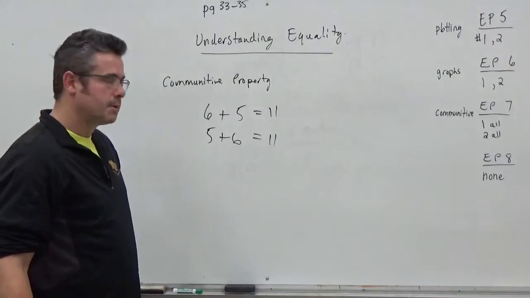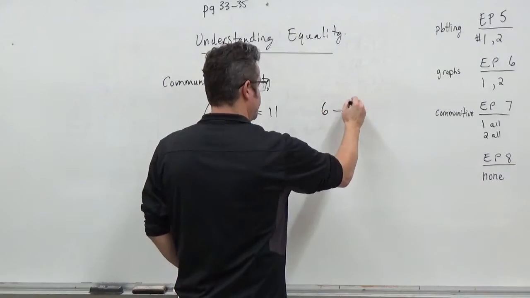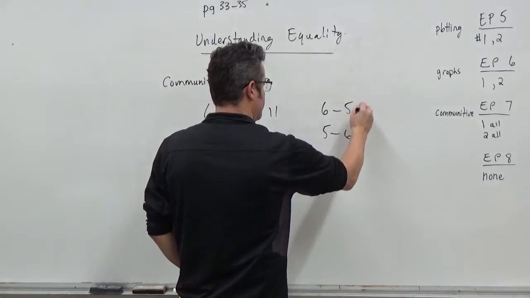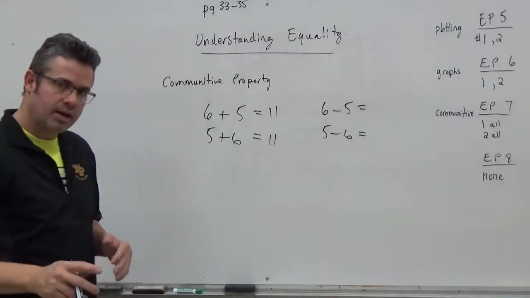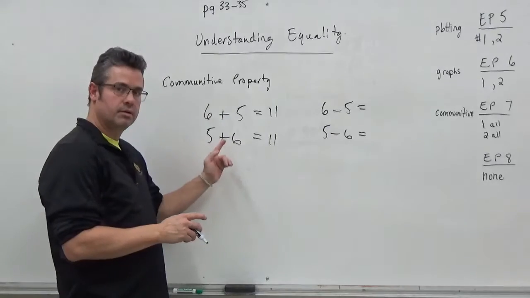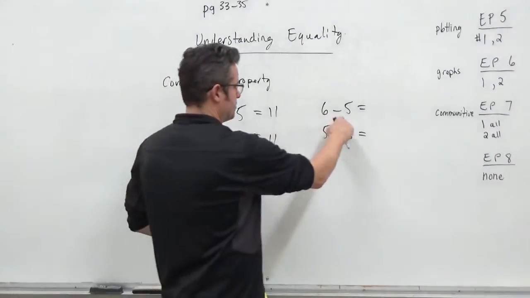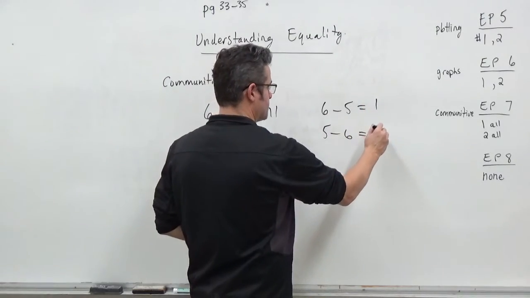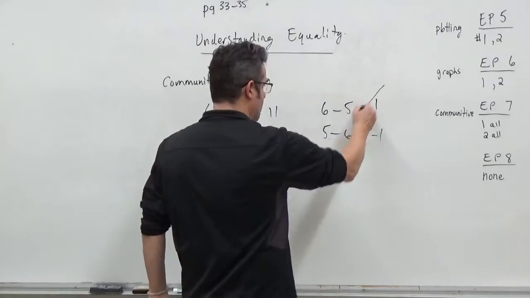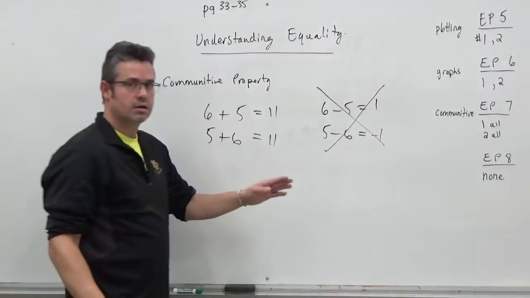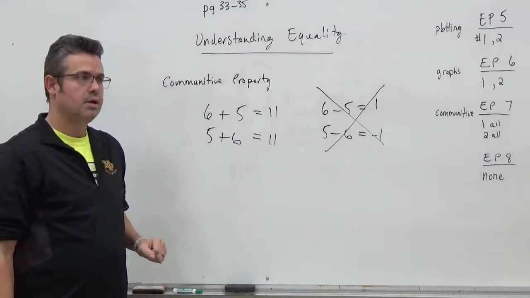What about if I was to subtract 6 minus 5 and 5 minus 6? Do those equal the same thing? Are they commutative? The answer should be no. 6 minus 5 is 1. 5 minus 6 is actually negative 1. So they're not the same. Therefore, subtraction does not have the commutative property.